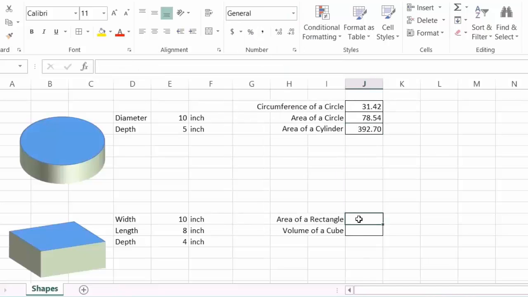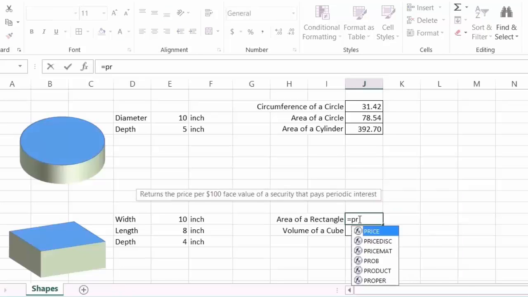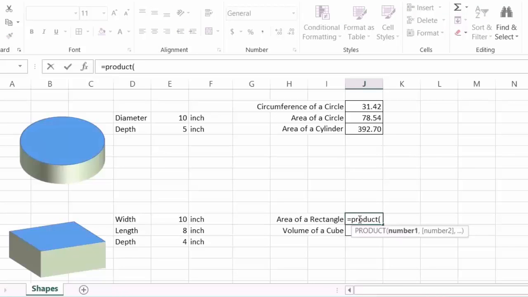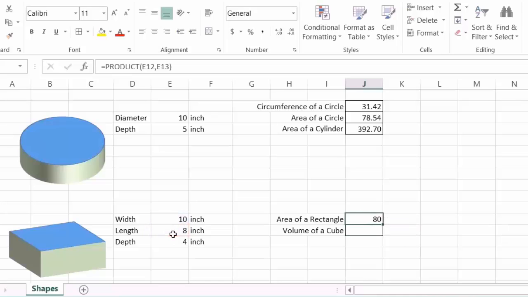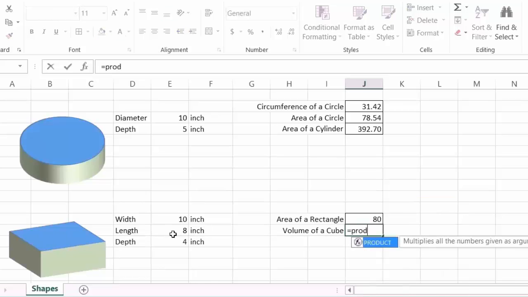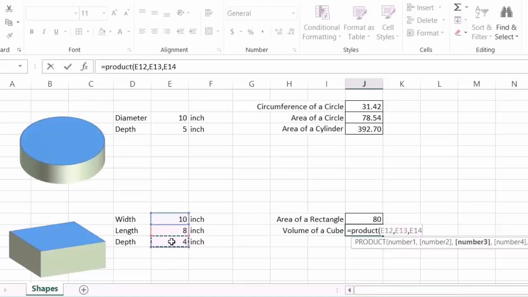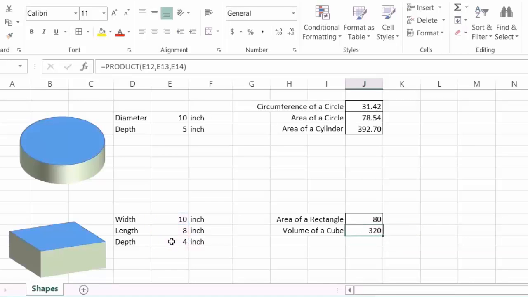Now the area of a rectangle is simply the width multiplied by the length. So we can use the product function on the width, comma, the length, close brackets, and we have the area of our rectangle. The volume of the cube is the width times the length times the depth. So again, let's use our product function and send in the 3 values, the width, comma, the length, comma, the depth. Return, and we get 320 as the volume of our cube.